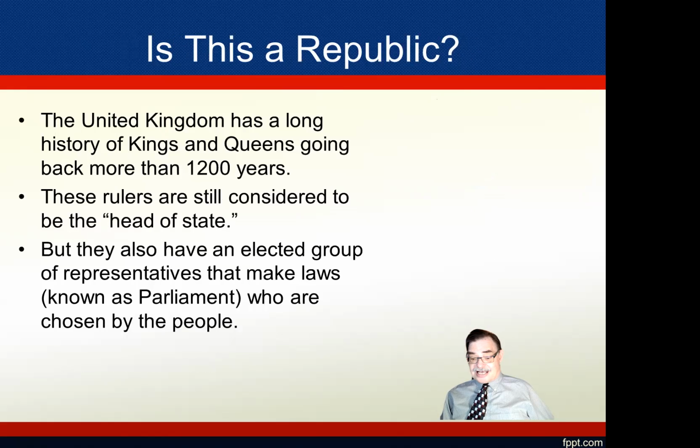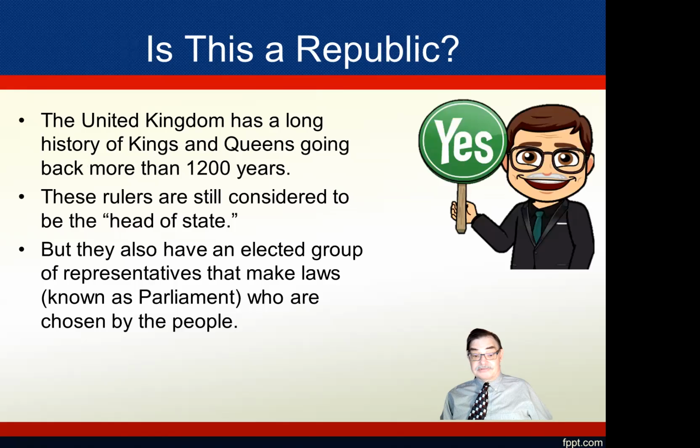All right. So let's ask if this is a republic now. The United Kingdom has a long history of kings and queens going back 1,200 years. The rulers are still considered to be the head of state. They get their office by way of birth. But they also have an elected group of representatives that makes laws. We call that the parliament. Those people are chosen by the voters. So is this a republic? Yes, it is. It is a republic because we're voting on people to represent us.